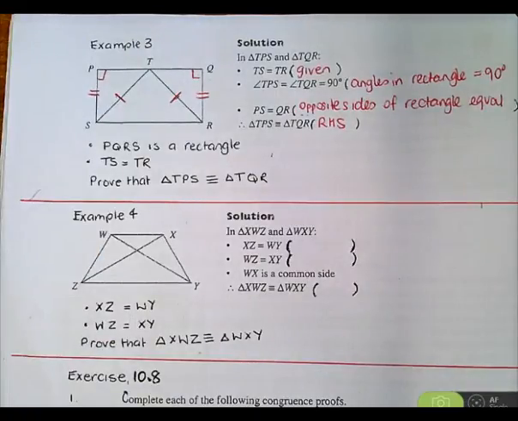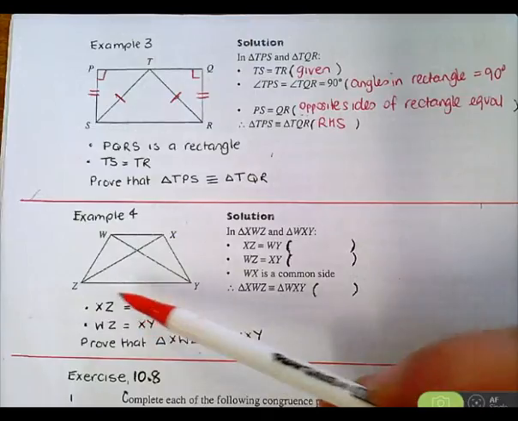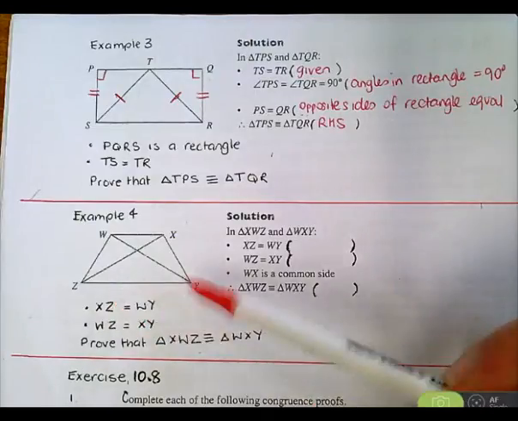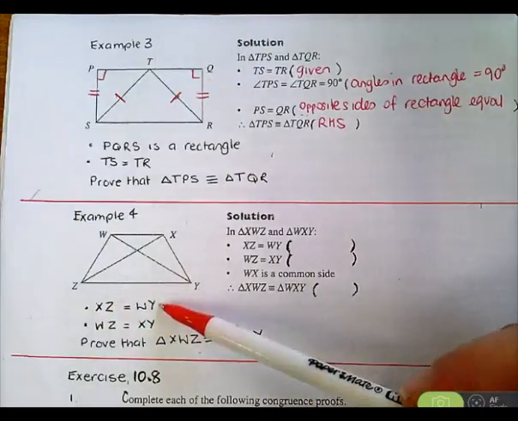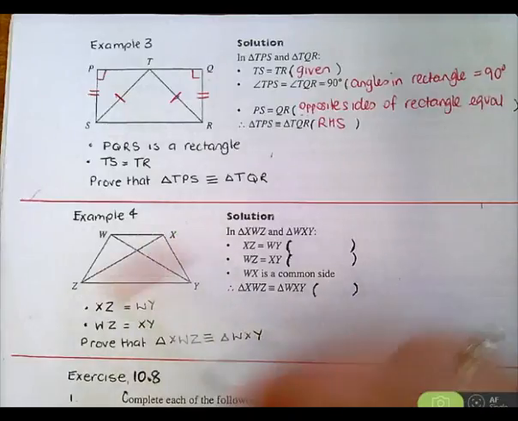Now for the next one. Example 4 on page 9. This is the given information down here. It wasn't marked on the diagram. We've got that XZ equals WY. Now I'm going to mark that. You know why it's not marked? Because they overlap.